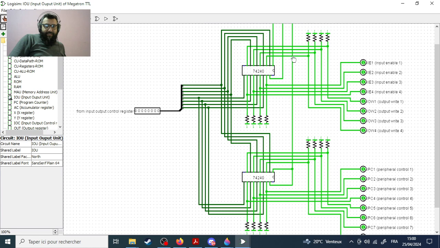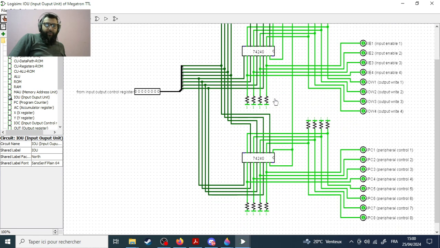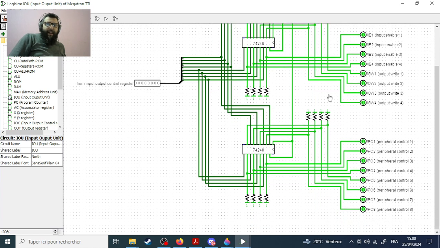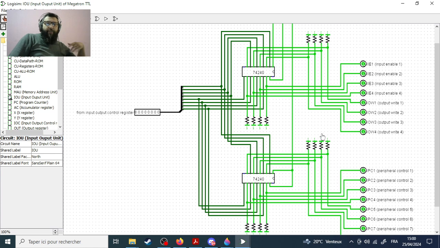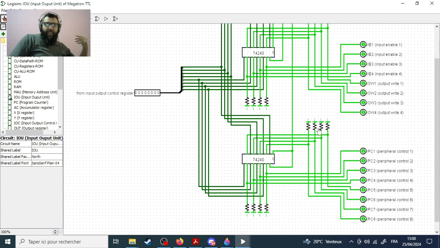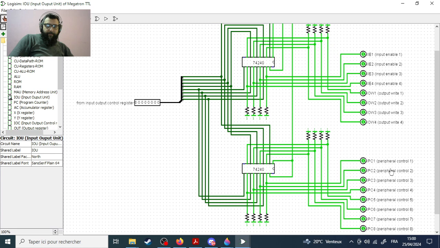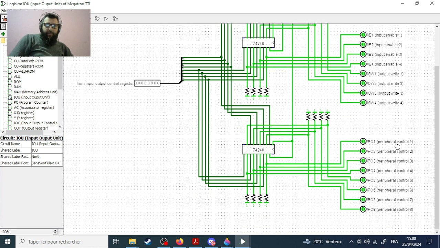If we look inside, we can check that those outputs are used for multiple devices. You can check here, for instance, this part. This part represents the peripheral control, PC1 peripheral control. Each device, whatever the device, has many control pins, many control bits, and they are used here.